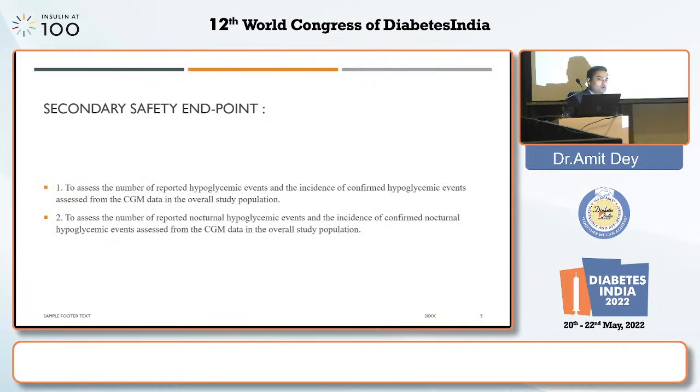And when we are going to assess the safety of the molecule, these are the 2 parameters that we can look at. One is to first assess the number of reported hypoglycemic events. So that's when the patient reports to you that they've had a hypoglycemic event, so that gets documented. And also we look at the incidences of confirmed hypoglycemic events from the 14-day CGM that you're doing for your patient. So 2 hypoglycemic events, and the same we can do for nocturnal hypoglycemic events as well, because we're talking about a premixed insulin here. So these are the 2 safety endpoints that we can look at after collating the data.